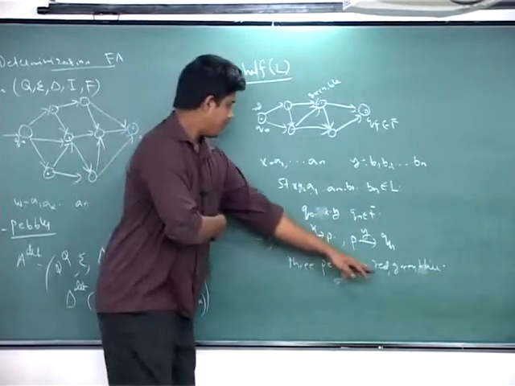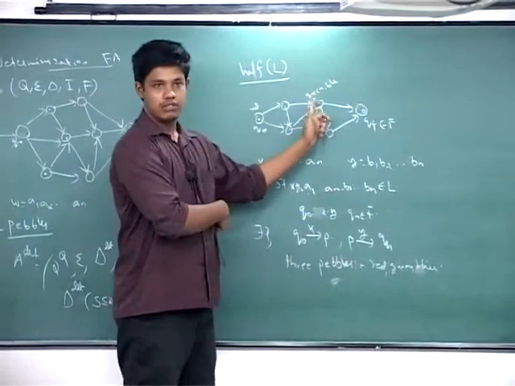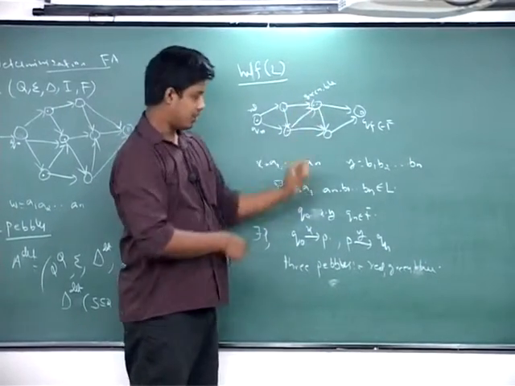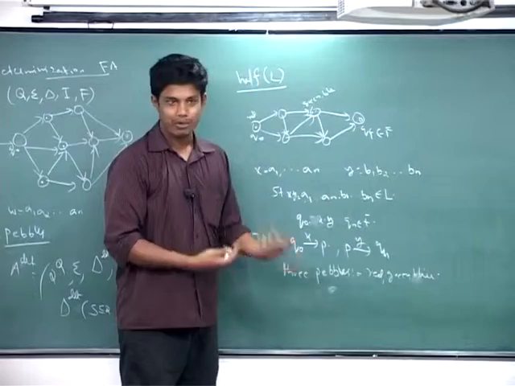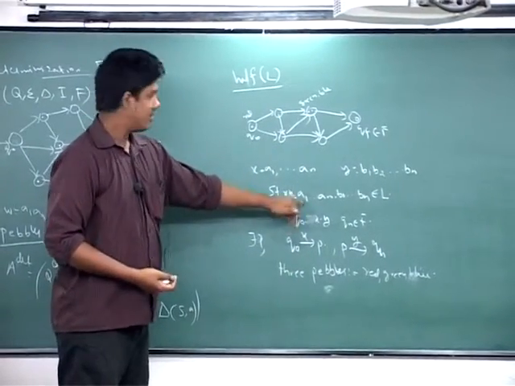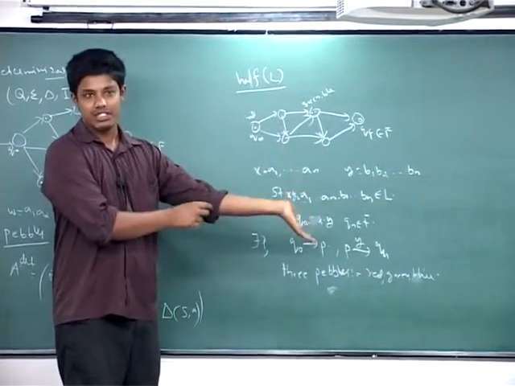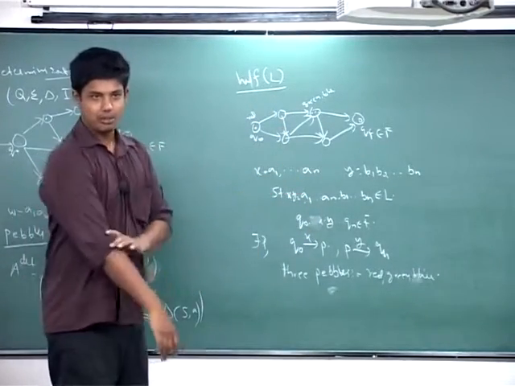I start with my red pebble in the initial state, green and blue in some state. I put them together. Now, I'll give further information. When I read a string A1, first of all, let's assume that this is a deterministic finite state automata, so we don't have to worry about too many things.